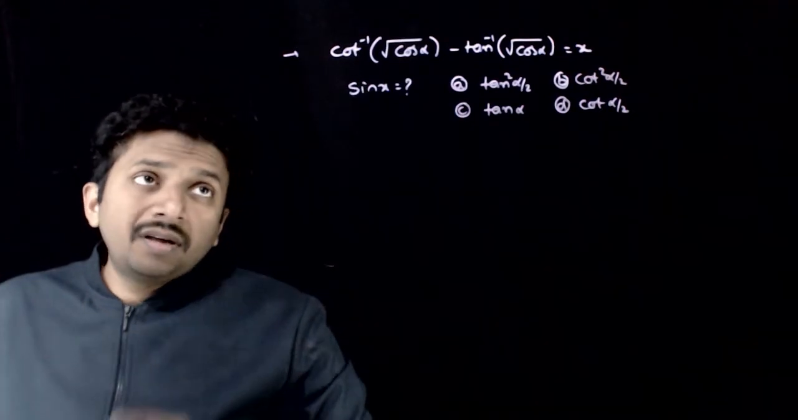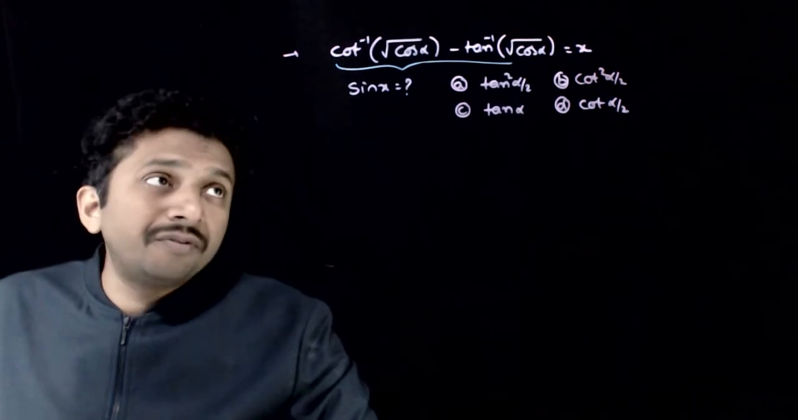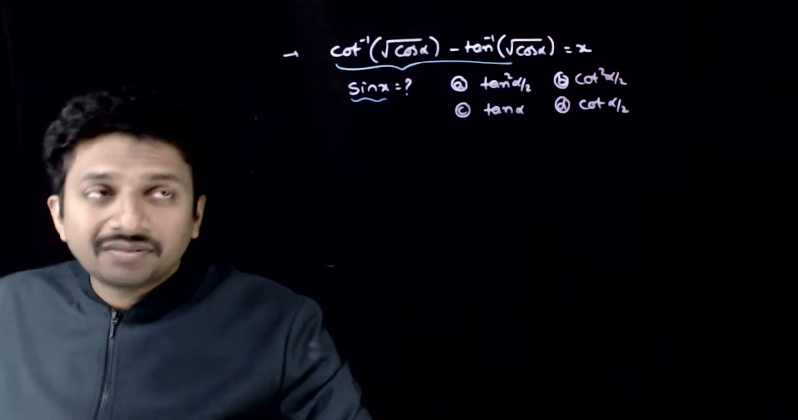So welcome students. In this question you're given that cot inverse of root cos alpha minus tan inverse of root cos alpha is equal to x. In that case, what is the value of sin x?